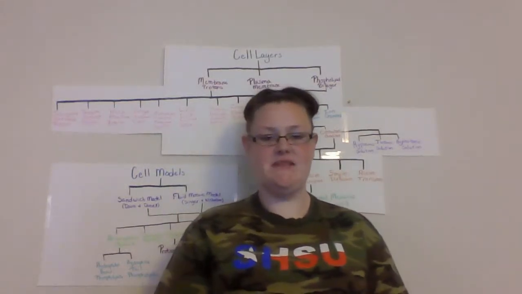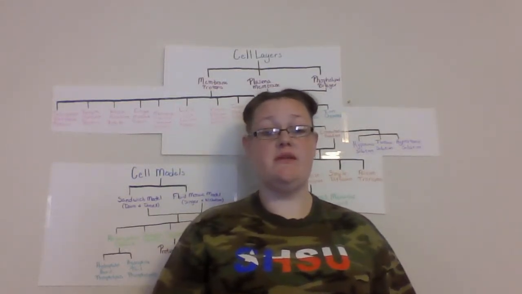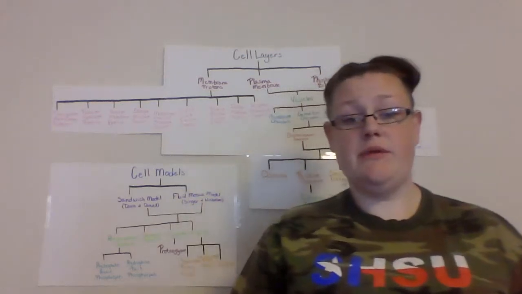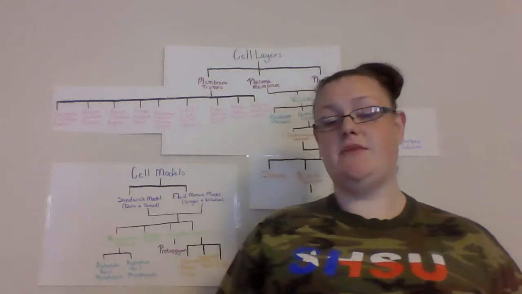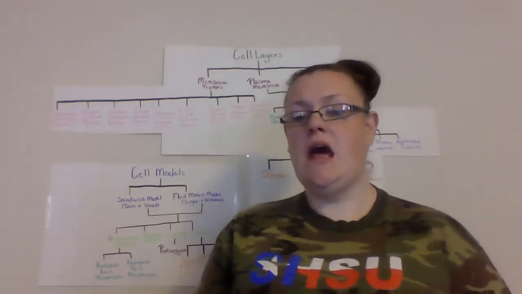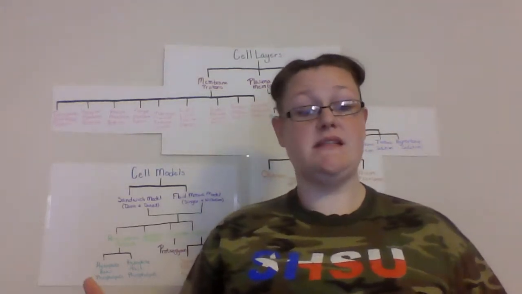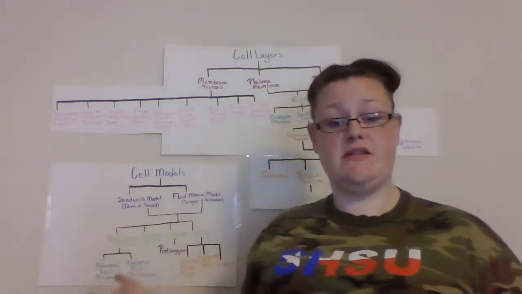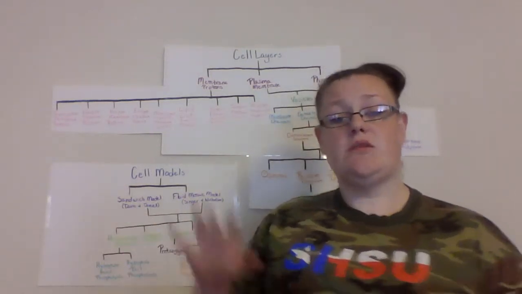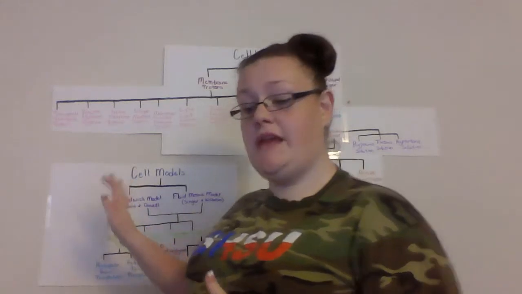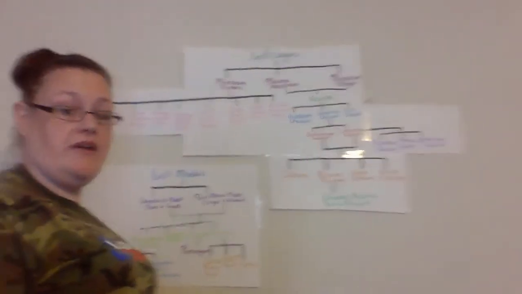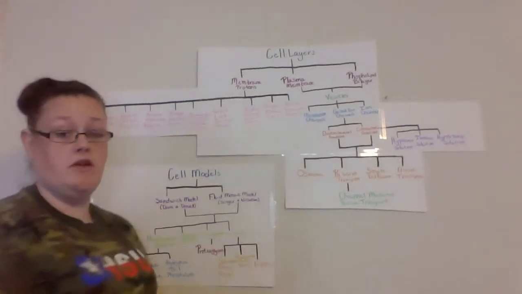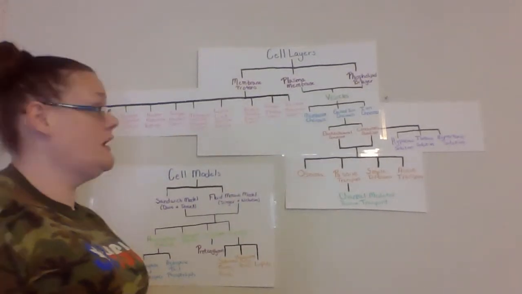Hello, this is Kaylee Hasel again presenting for Biology 2440, our cell lab, where we were given a list of vocabulary words pertaining to cell membranes and their functions. I took this list and broke it down into two groups: our cell layers and our cell models. We'll get started with our cell layers, and then move on to cell models, and then I'll let you see the entire map up close so you can see the parts of it.